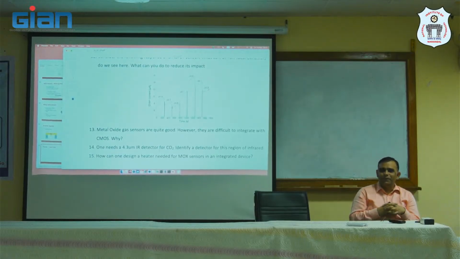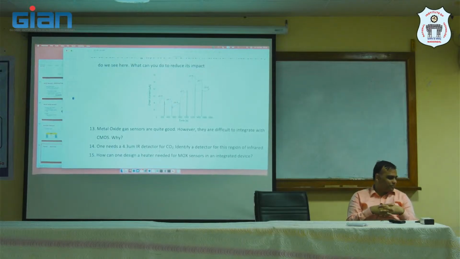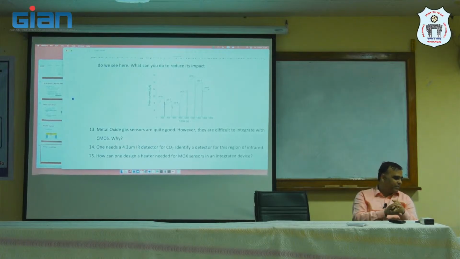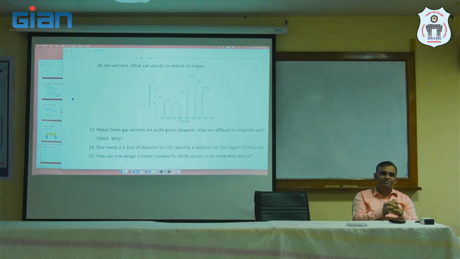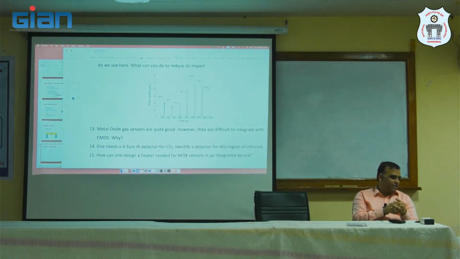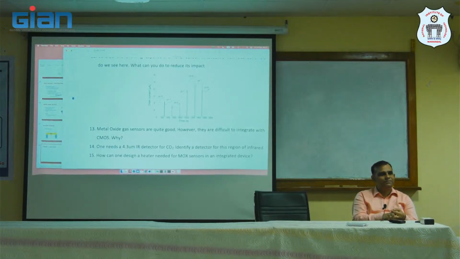Let's do question number 14. Question 13 we just talked about, we need a heater and all those things. So I need a 4.3 micrometer IR detector for carbon dioxide. What detector should we use? How will we go about answering that question? We did it this morning.